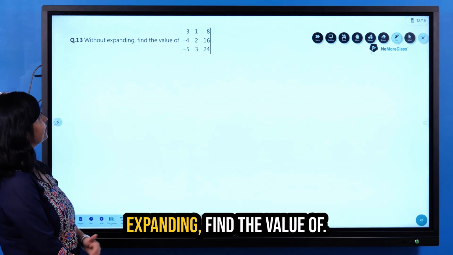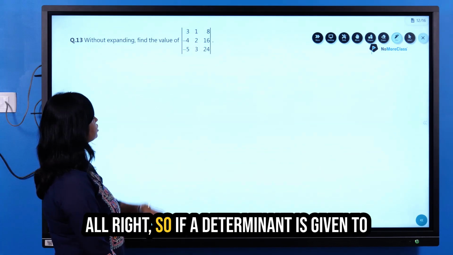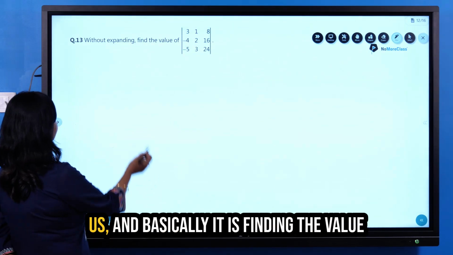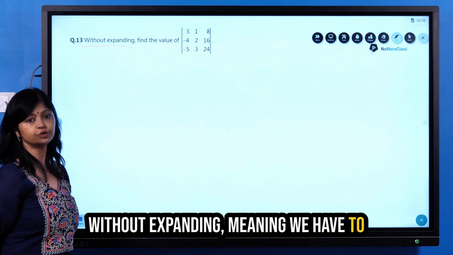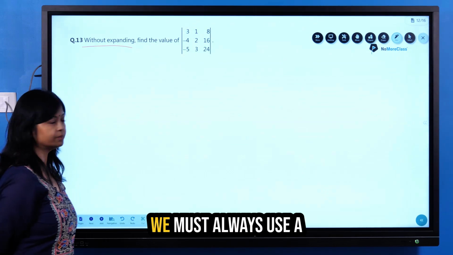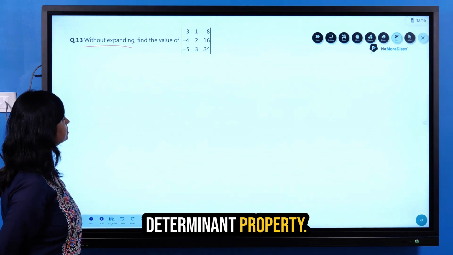The question is: without expanding, find the value of the determinant. All right. So if a determinant is given to us and it asks for the value without expanding, it means we have to use a property of determinants. Anyways, we must always use a determinant property.